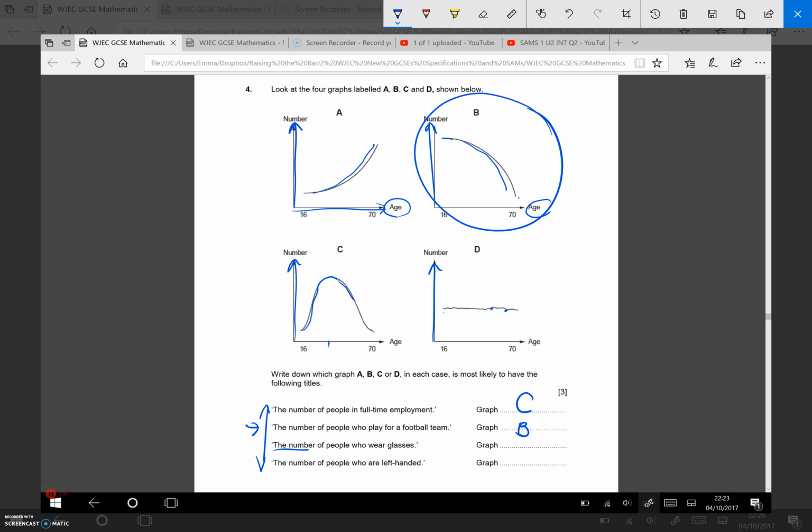The number of people who wear glasses. I would say that as people get older, more of them start to wear glasses as eyesight declines in old age. So I'd say that's graph A. And then the number of people who are left-handed, well, once you're left-handed, you tend to be left-handed forever. So I would say that would be the same throughout age. So graph D. Right.